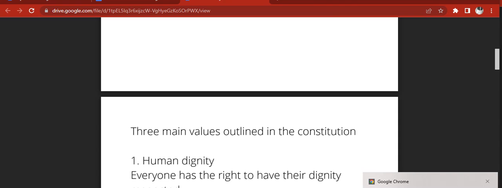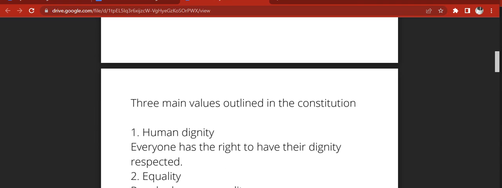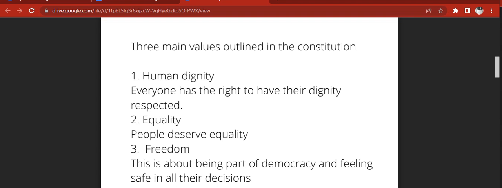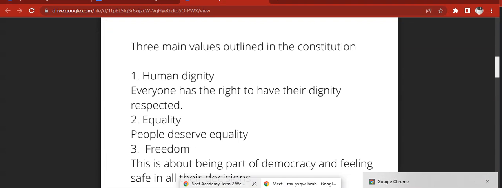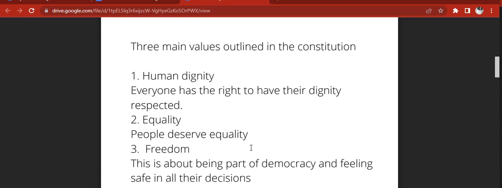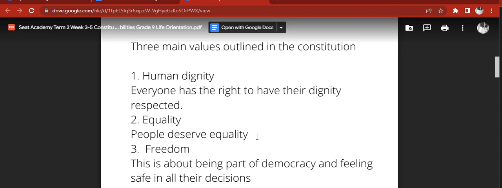So with the Constitution of South Africa, we are actually focusing on the Constitution of South Africa. We have three main values that are outlined in the Constitution. The first one is human dignity. Everyone has the right to have their dignity respected. So it doesn't matter whether a person is disabled, whether a person is light skinned or dark skinned, they deserve to have their dignity respected.